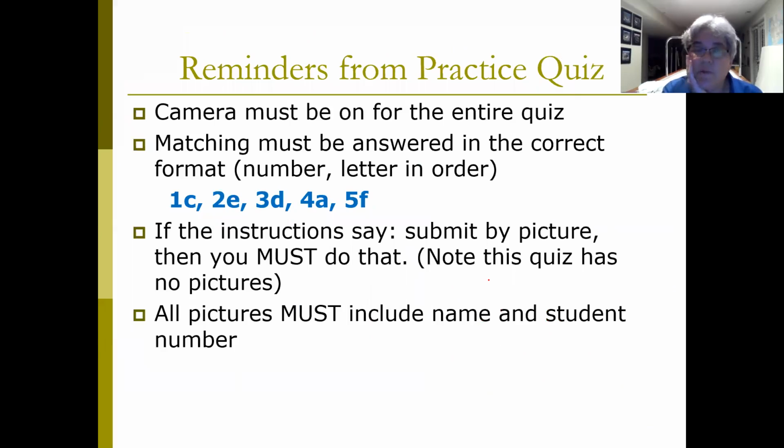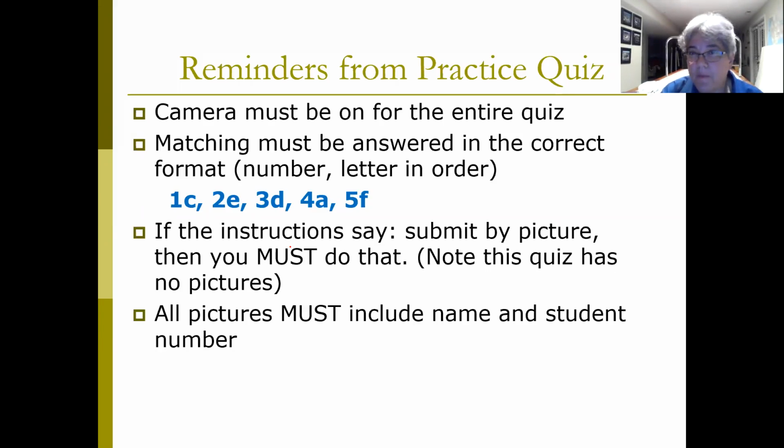Okay, and just some notes on the practice quiz. Again, your camera has to be on for the entire quiz. The matching, again, it's getting better, but you need to have a number and a letter. This is the form your answer should be in: 1C, 2E, 3D. Some of you did 1C, 3D, 5F, 2E. They need to be in order, and some of you only had a letter. Some of you tried to get the words. So this format.